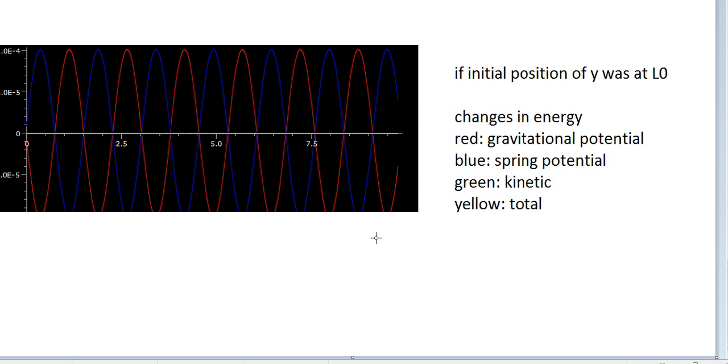And you see that if you're starting at the same position, then nothing's really happening. You have the gravitational potential and the spring potential energy. The potential energy remains the same because you still have all the forces acting on it, but there's not going to be any kinetic energy. And so you see the green line right along the x-axis. And again, the total change in energy, which is the yellow line, is equal to 0. So it all makes sense.